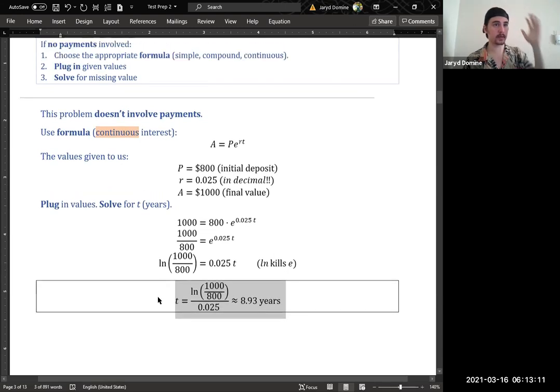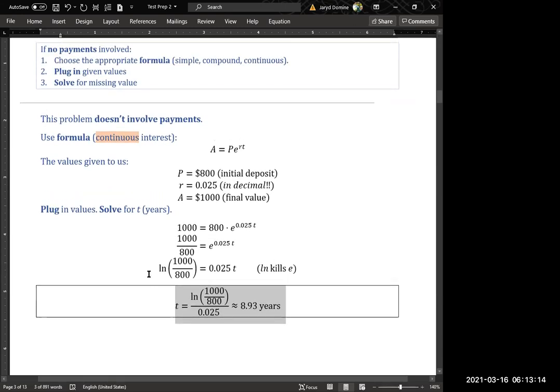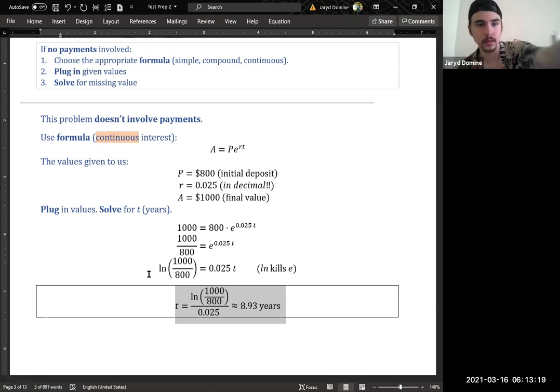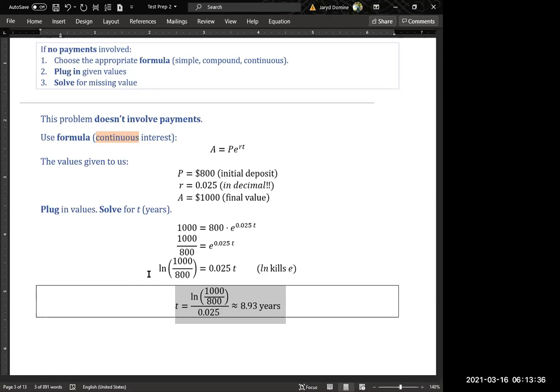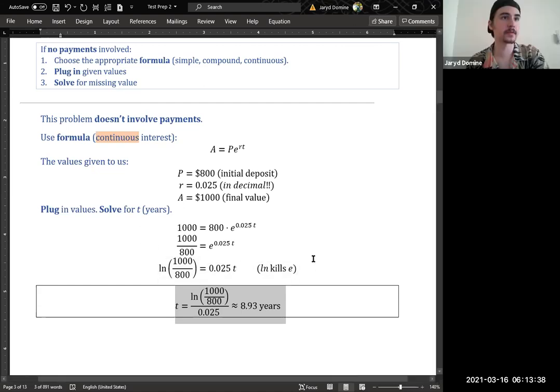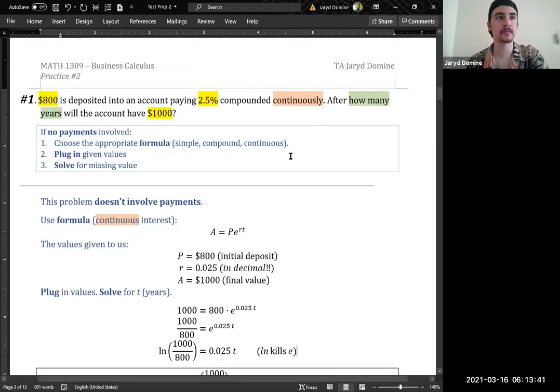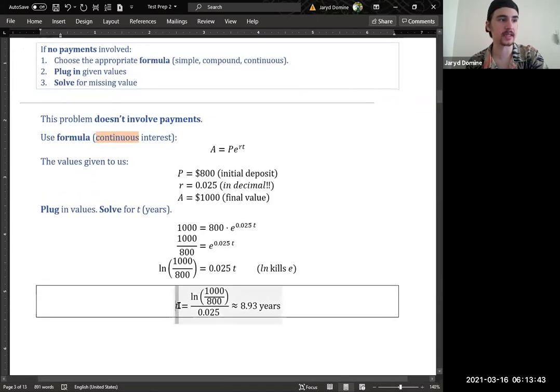Okay, so any questions on this one, the non-payment type problems? Do we always have to interpret what's going on in the problem after we get the answer? Do you always have to interpret what's going on? No. So sometimes it will ask you specifically to interpret or to write out a sentence. For this one, it's asking how many years, just a number, just saying t equals 8.93 years, the end.